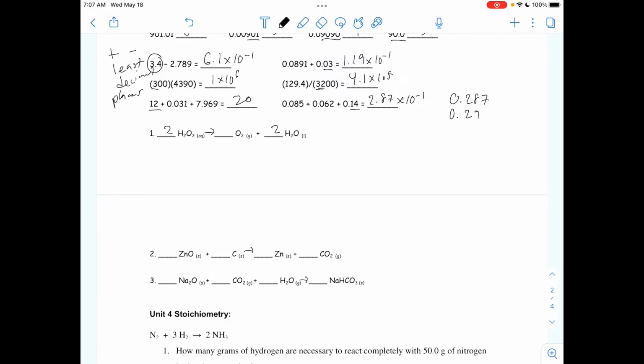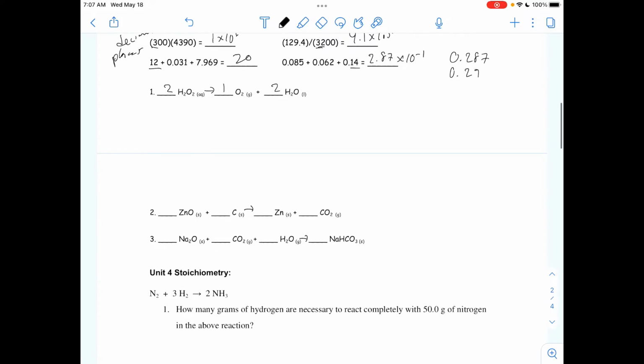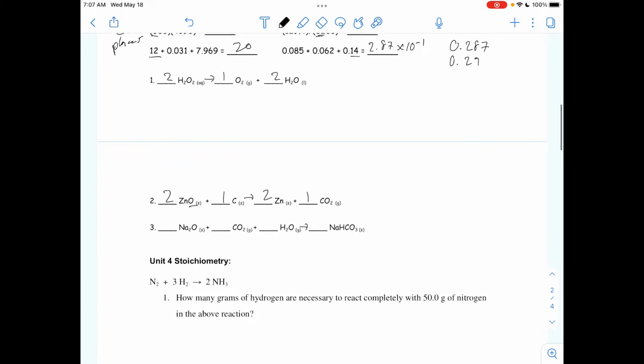Notice that there's 4 hydrogens, so I'm going to make 4 hydrogens on this side, and then there's 4 oxygens on this side: 2 oxygens here, and 2 oxygens here because of the 2 coefficient. So that's good. 2, 1, 2. Next one, looking for something to balance. Notice an odd number of oxygens, so I'm going to double that, and then double this. Okay, balanced. Next one.